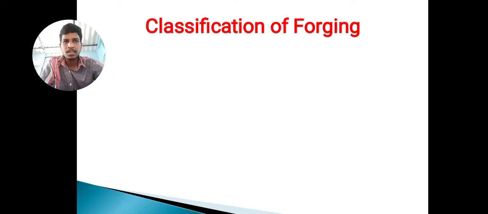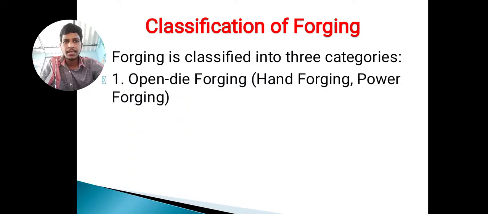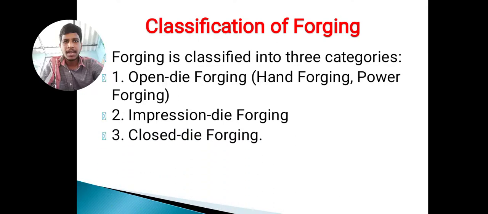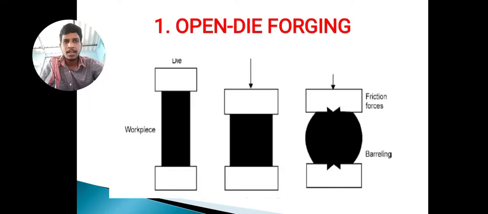Next, classification of forging. Forging is categorized into open die forging and impression and closed die forging. Open die forging is again classified into two types: hand forging and power forging. First, hand forging. In open die forging, this figure explains it. In the first figure, between two dies, I am placing one workpiece, that is a rod.